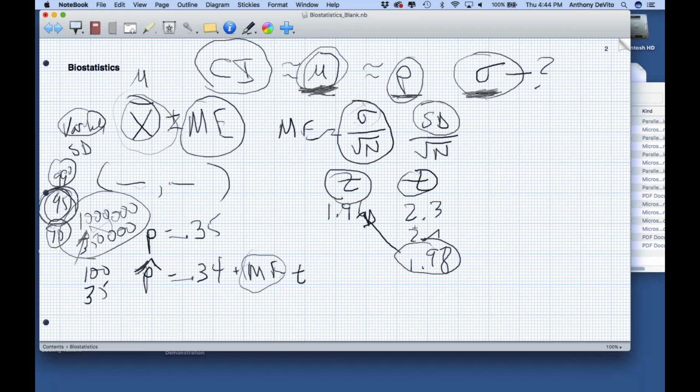And the standard error in the case of numerical variables is sigma, or the standard deviation, over the square root of n. In the case of proportions, the standard error is equal to the square root of p times 1 minus p over the sample size, right? So that's how we calculate standard error. And the margin of error is equal to the t-value for 95% times that standard error, whatever that turns out to be.